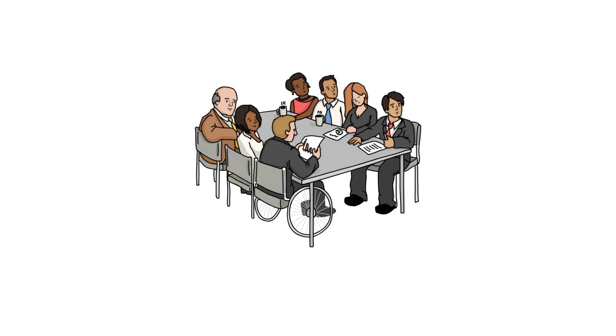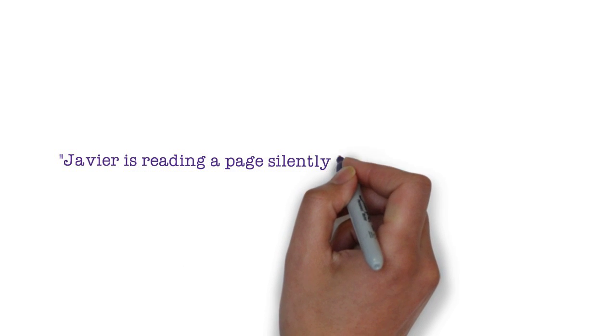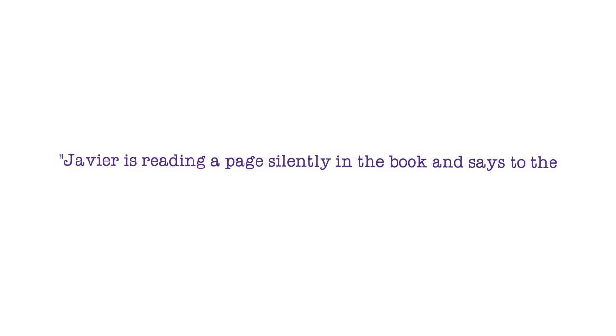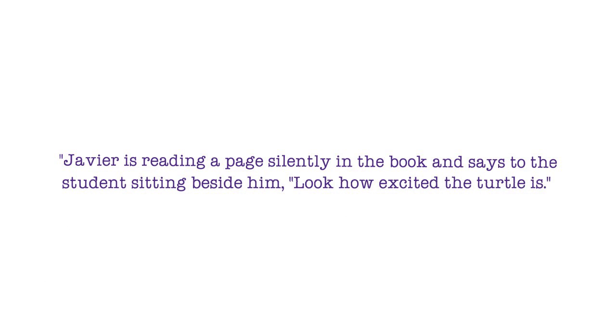For example, if one of the evidences collected on emotional literacy was an anecdotal note that said, "Javier is reading a page silently in the book and says to the student sitting beside him, 'Look how excited that turtle is.'" One teacher placed the evidence at skill E, and another teacher placed the evidence at skill F on the progression. Having members of the PLC explain their thinking and having a group discussion is a powerful step toward understanding the progression and looking at children to improve instruction.